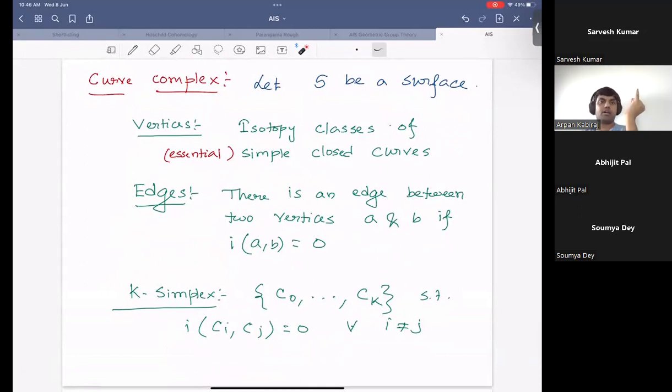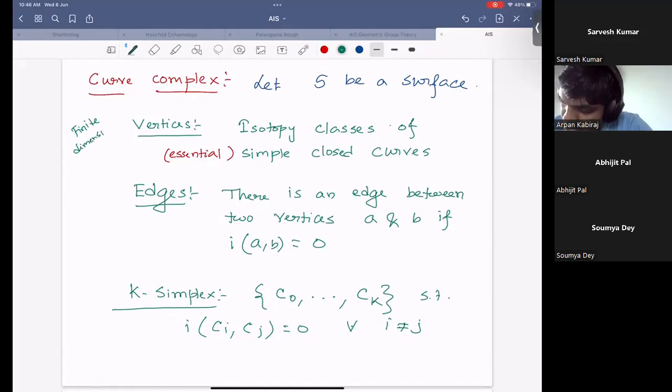This is an infinite dimensional complex. Okay, so let me not say that. This is a finite dimensional, infinite simplicial complex. Okay, so let me write this down. This is finite dimensional, meaning that the highest dimension of a simplex is the number of pants curves. Okay, infinite simplicial complex. And each vertex has infinite degree. So this is not even locally finite.